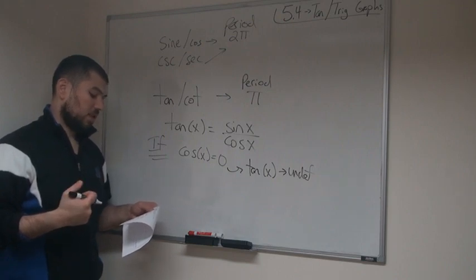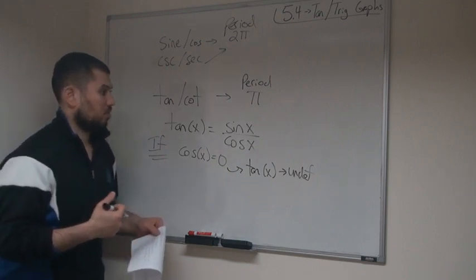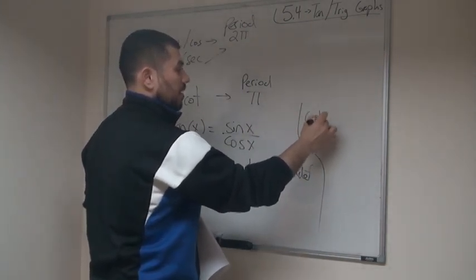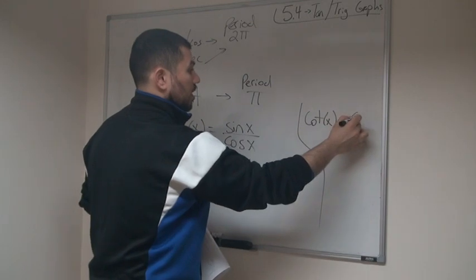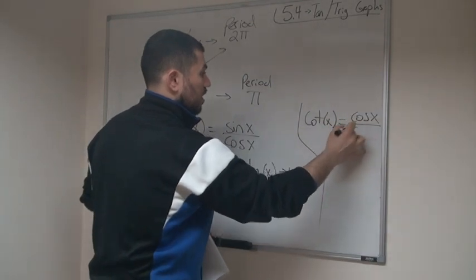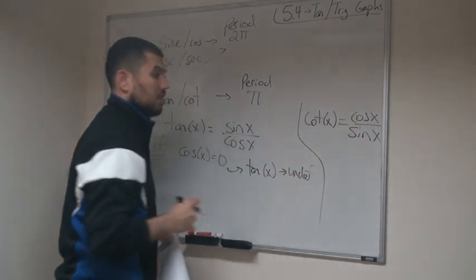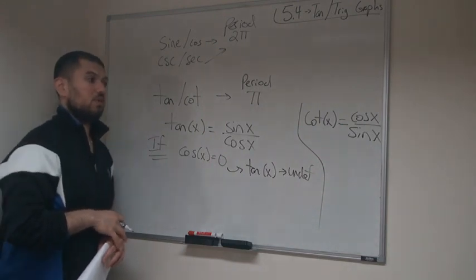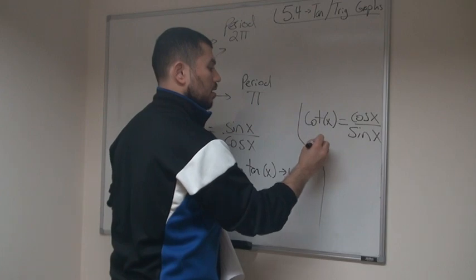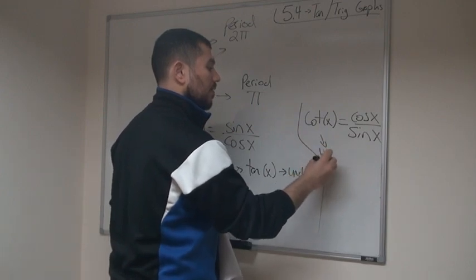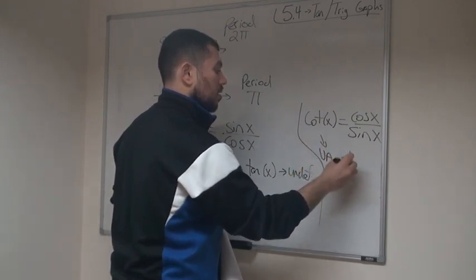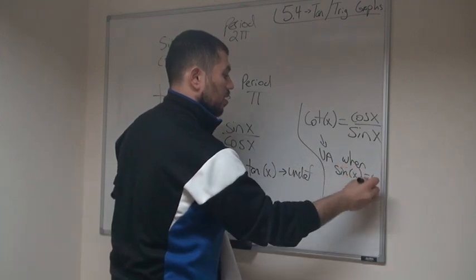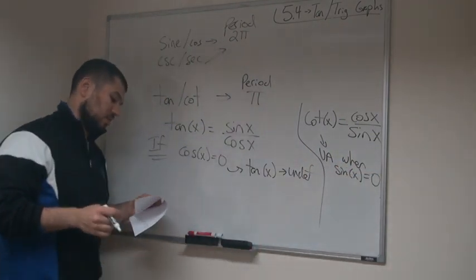The graph of cotan has a vertical asymptote. So if I look at the graph of cotangent of x, cotan of x is cosine x over sine of x. That means whenever sine of x equals 0, we'll have a vertical asymptote. And I had listed values on the slide as well.